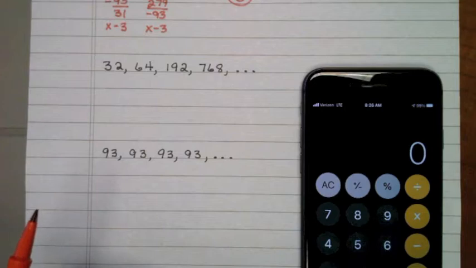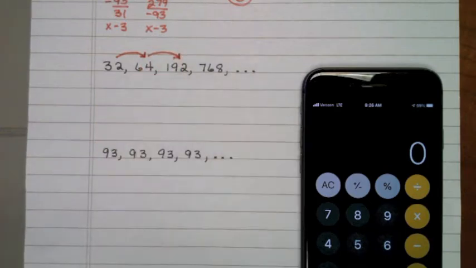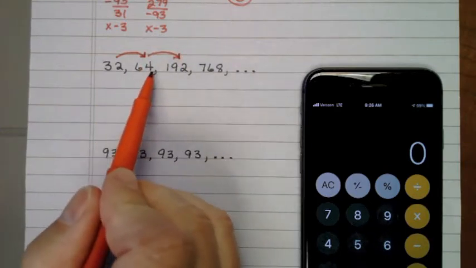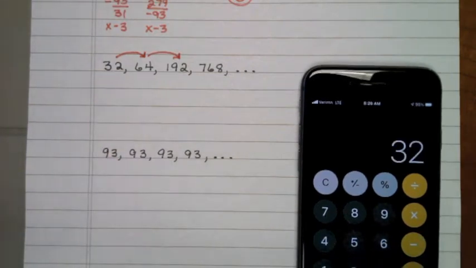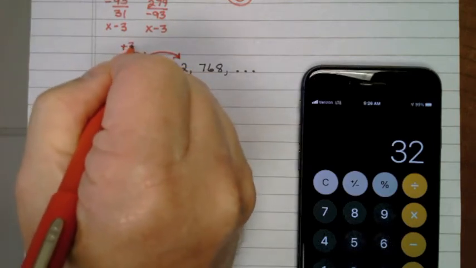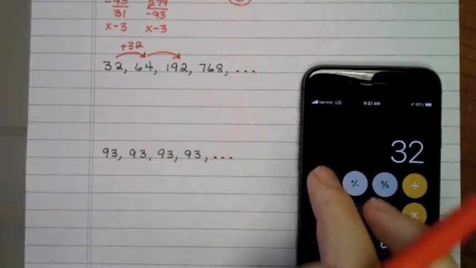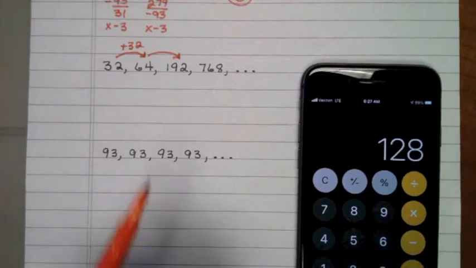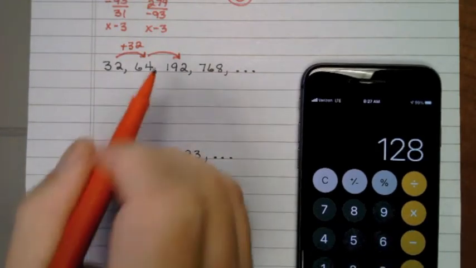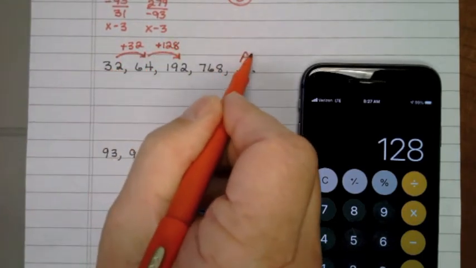I need to check if this is an arithmetic sequence or geometric sequence. First thing I need to do is check the difference between these terms and see if I get the exact same number. That means I'm going to take 64 minus 32. I'm adding 32. I need to see if that's the same number between these. That means I'm going to take 192 and subtract 64. I get 128.